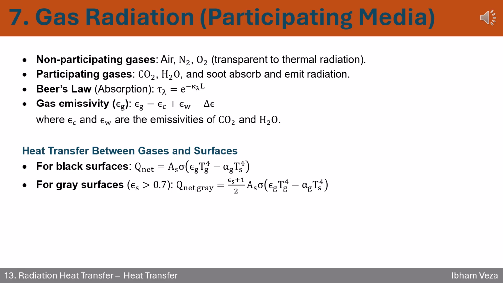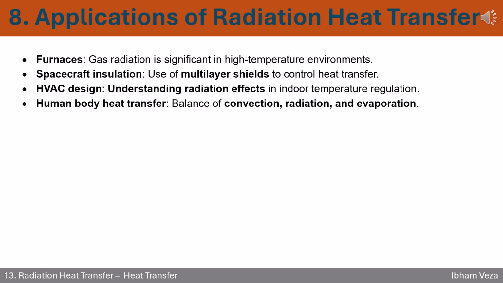When calculating heat transfer between gases and surfaces, we use different formulas for black and gray surfaces. For black surfaces, it's a direct calculation, but for gray surfaces, especially when emissivity is above 0.7, we adjust the formula to reflect realistic surface behavior. This understanding is crucial in industries like power plants and combustion systems, where gas radiation can make a big difference in thermal performance.